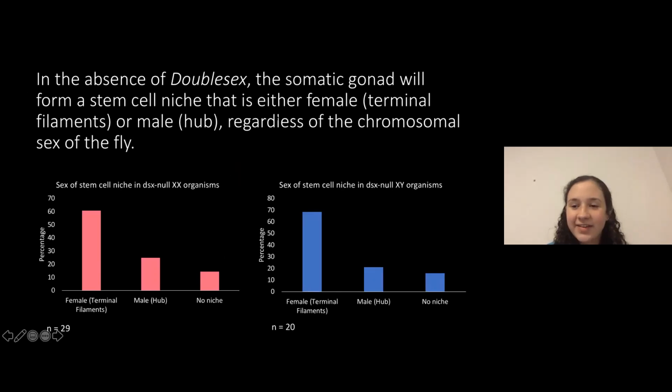So this shows that in the absence of double sex, the somatic gonad forms a stem cell niche that is either female or male, regardless of the chromosomal sex of the fly. So you can see that in double-sex null organisms, it doesn't matter whether they're XX or XY, about the same amount of females form terminal filaments as the amount of males that form terminal filaments. And the same goes for male stem cell niches or even ones that have no niche.